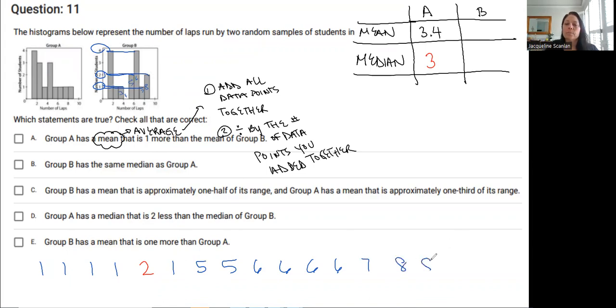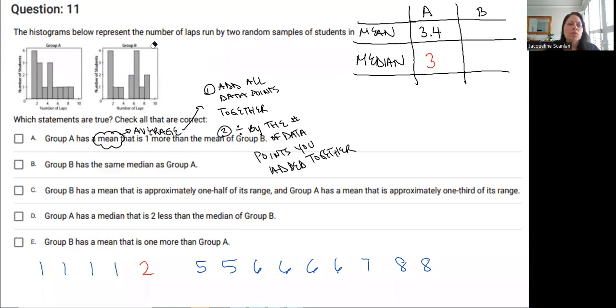All right, so there's my data set. I'm going to find the mean, and that means I'm going to add all these together, 1 plus 1 plus 1 plus 1 plus 2. Why is there a 1 there? I don't know what that 1 is doing there. Shouldn't be a 1 there.